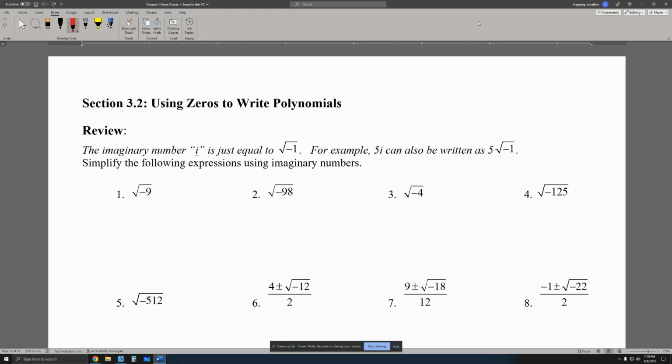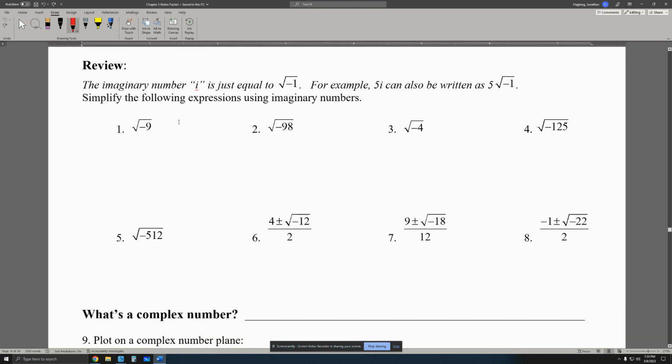Hi everyone. Today we're going to be continuing our notes in 3.2 using zeros to write polynomials. Today we're also going to talk about complex roots. I want to start off with the review that the imaginary unit i is just equal to the square root of -1. So anytime that we have the square root of a negative number, we can represent that using the imaginary unit i. So for example, 5i is also written as 5 times the square root of -1.